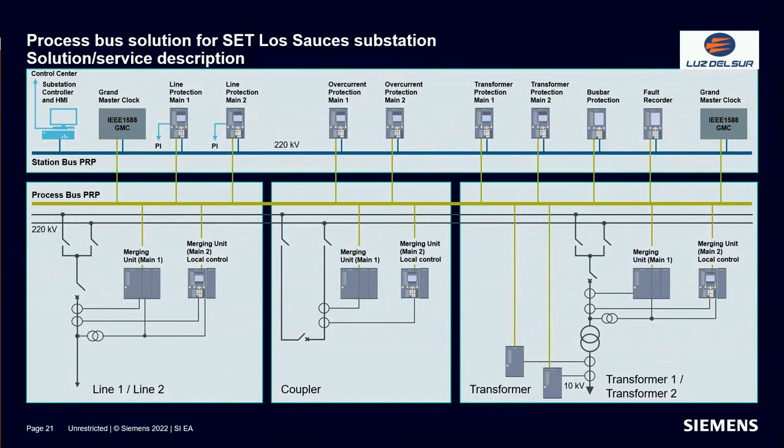As you can see in this picture, we also have two clocks, which are grandmaster clocks for the synchronization of the networks. The solution implemented is to install two clocks in a redundant configuration in order to increase the availability of the process bus network. When we use process bus, the clocks are a key device for the availability of the network. This is why we use a redundant configuration.